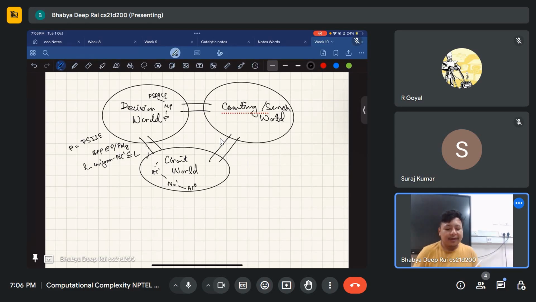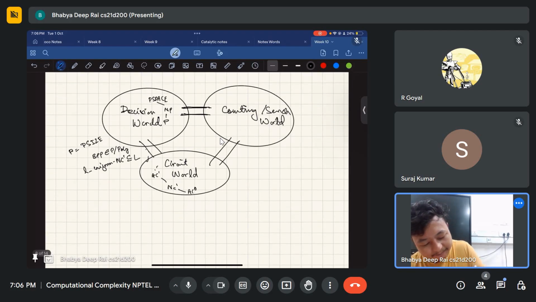But one such bridge between the counting world and the decision world is something very surprising, and that is something called Toda's theorem. And what is Toda's theorem? It is that PH is contained in P to the #P.